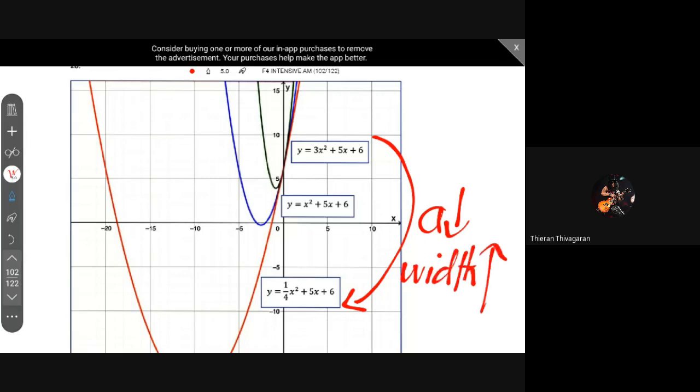Kelebaran kena bertambah. So can you see over here, lebar dia macam mana? Tengok macam mana lebar tu berubah dari atas sampai ke bawah. It is getting bigger and bigger. Okay, so this is to show the change of values of A. So tengok guys, satu point penting kat sini. There is an important point over here.